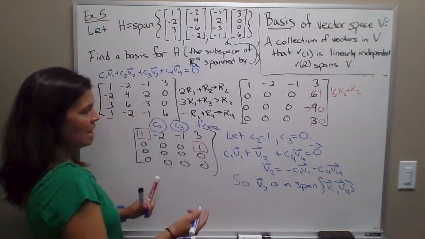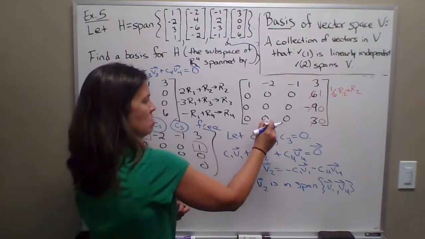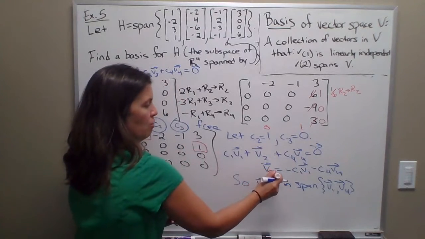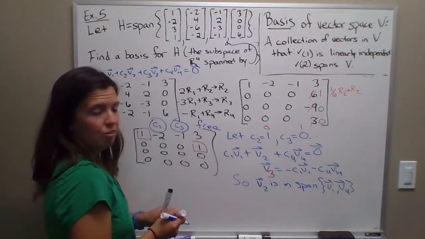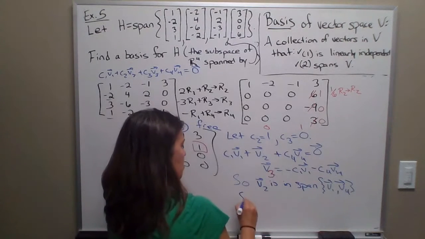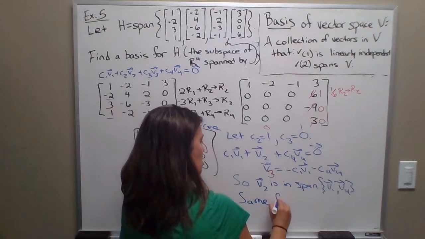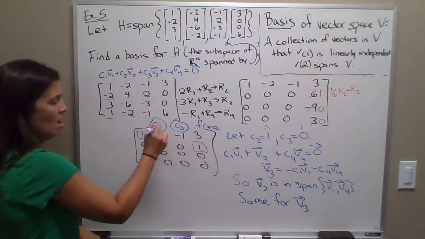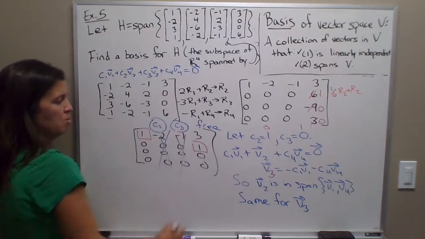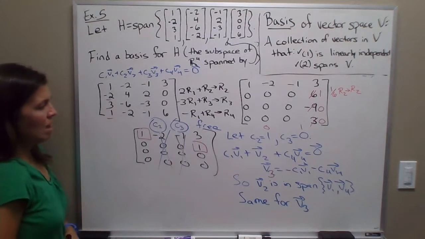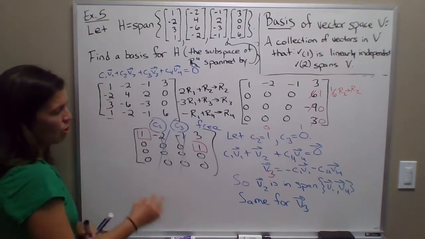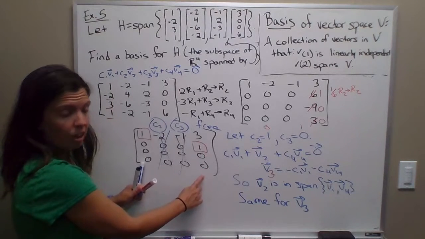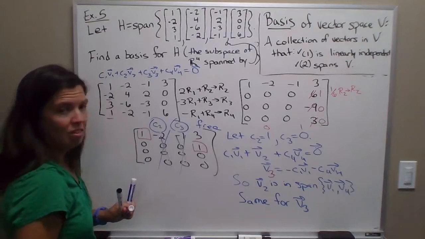And we could do the exact same thing if we chose instead to make C2 0 and make C3 1. We get the same result. Vector 3 is this combination of V1 and V4. So this is also true for vector 3. Both of these non-pivot columns tell us that these corresponding vectors are in the span of the vectors that correspond to our pivot columns. So it's in the span of, in this case, V1 and V4.